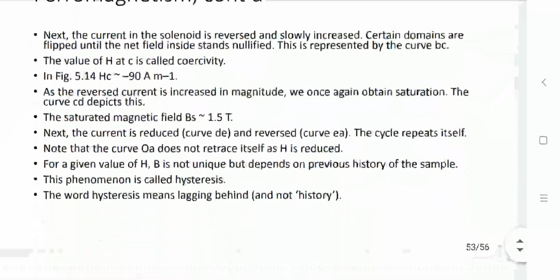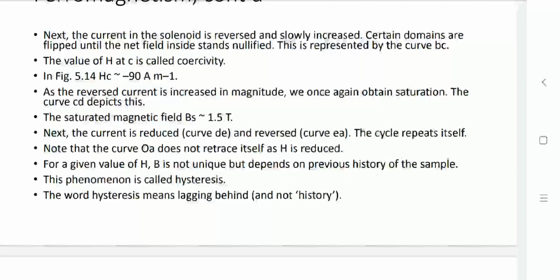And hysteresis means lagging behind. It observes the previous value. It's not history. History won't repeat. The curve structure is not the same every time, but it always focuses on the previous value. So we can say that it observes the lagging value, the previous value.